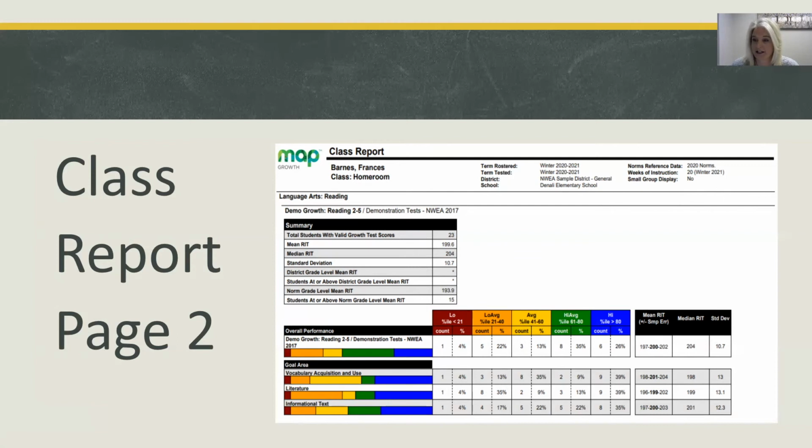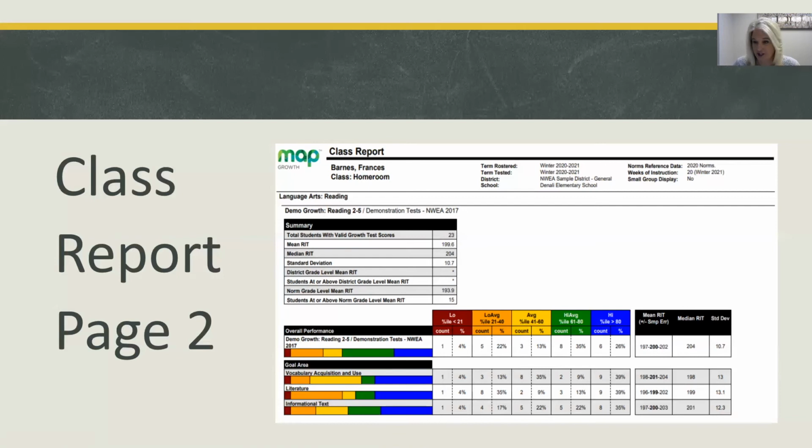A high standard deviation, NWEA considers anything greater than 14, means it's very academically diverse. And for a really academically diverse group, whole group instruction will not work. We need small group instruction. We need differentiation. We need to think about how we can target that task for that group.